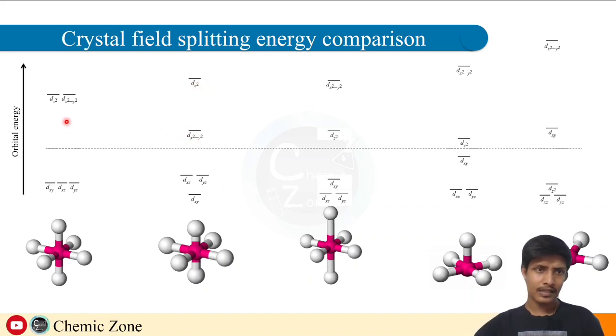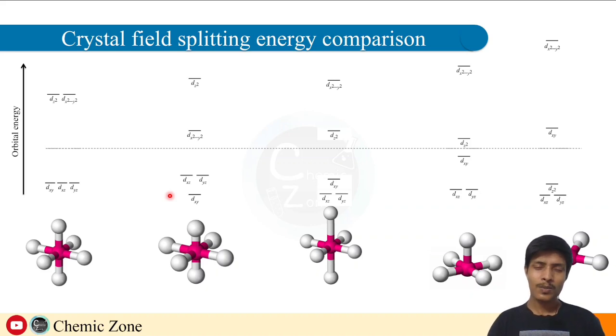Then this will split, because dx square minus y square will be stabilized, so it will have lower energy. And this will again split because the z term will feel more repulsion. So dxz and yz will be slightly higher in energy, and dxy, since it contains x and y terms, will be stabilized.